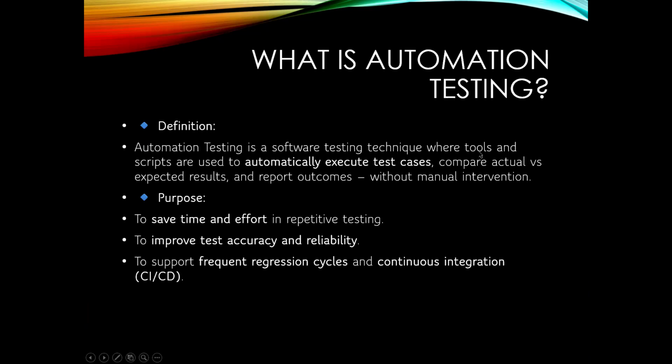So we are using tools. It can be Selenium, Selenium with Java, Selenium with Python, Selenium with C Sharp, it can be Cypress, Playwright, Protractor or something else. But we are using the tool to execute your test cases automatically. So automation testing is a software testing technique where tools and scripts are used to automatically execute the test cases. The automation tool will take care of the execution because we are writing the code, the scripts.